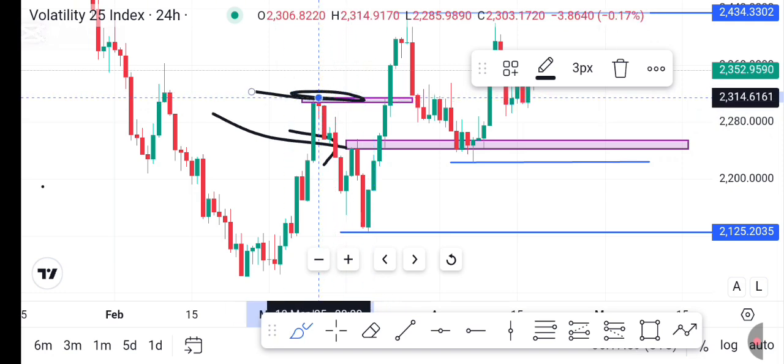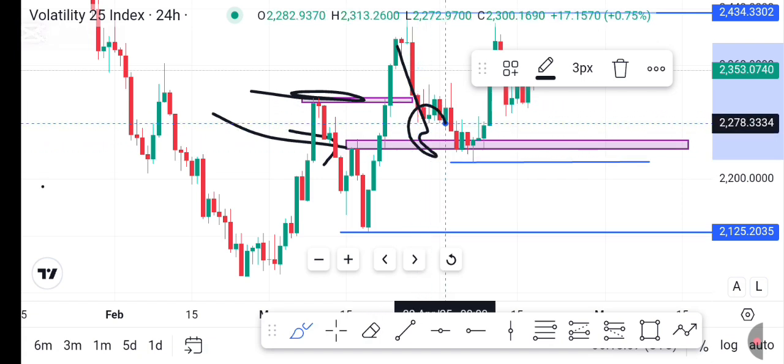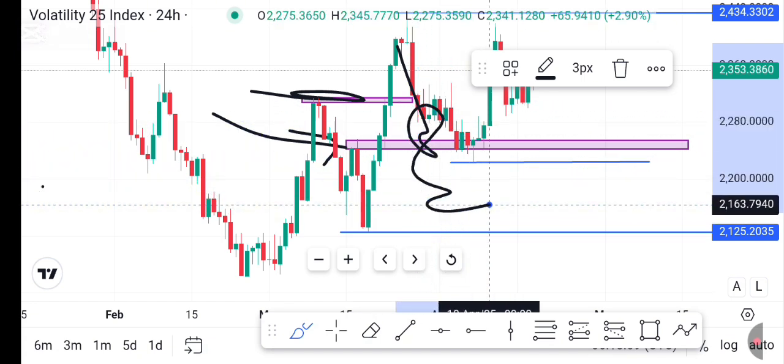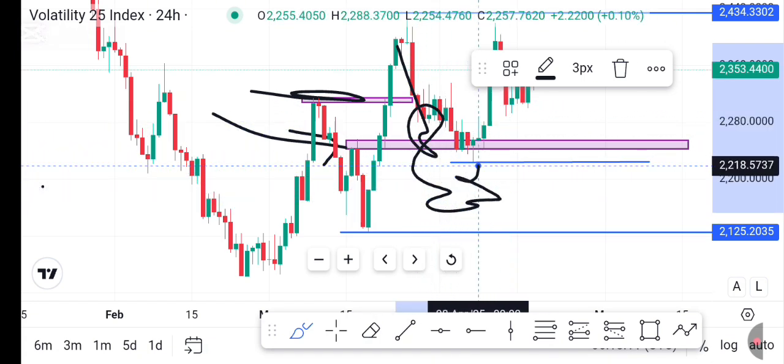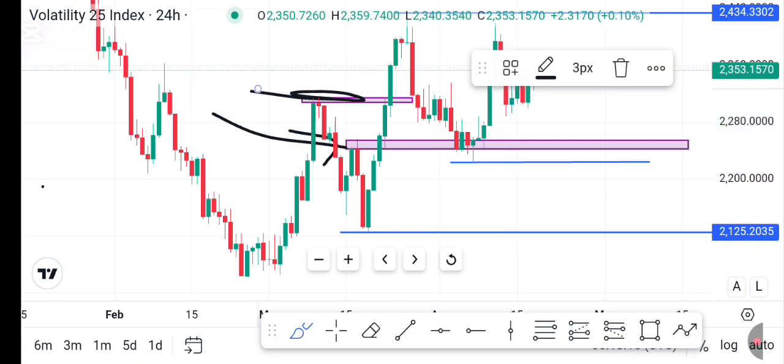So this was a resistance. When the market came down again like this, it became a support, and then it could reach this level, be supported and move up. And that is exactly what happened. You see that the market moved upward very well. Are you getting the point?